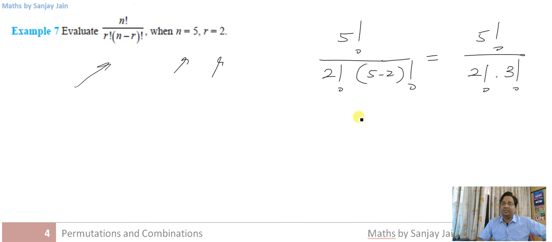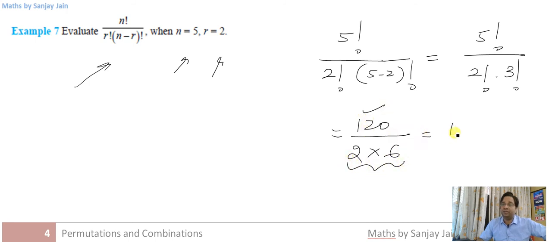Okay, this is a pretty simple calculation. I know 5 factorial is 120, 2 factorial is 2, 3 factorial is 6. So this is 12 and this is 120, so I'll have 10 as my answer.